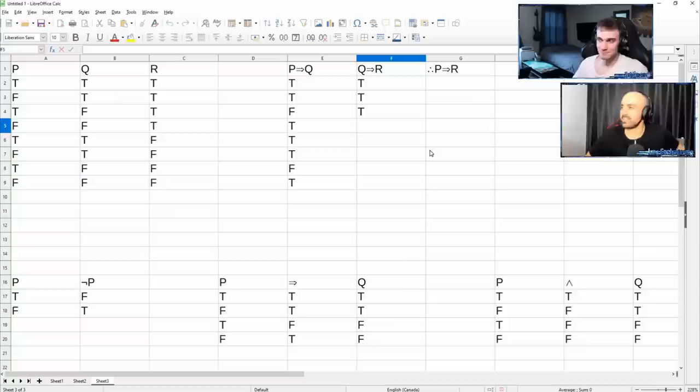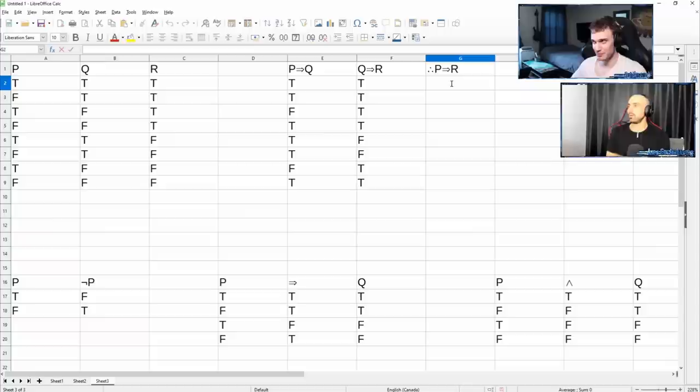Yep. What I was doing was just using the other ones that we've done before, having a quick glance. I wasn't really looking at the table. That's okay, you're getting it right, so it's fine. This is false. Again, false. This is true and true. And now the final column. So it's P implies R, or therefore P implies R.